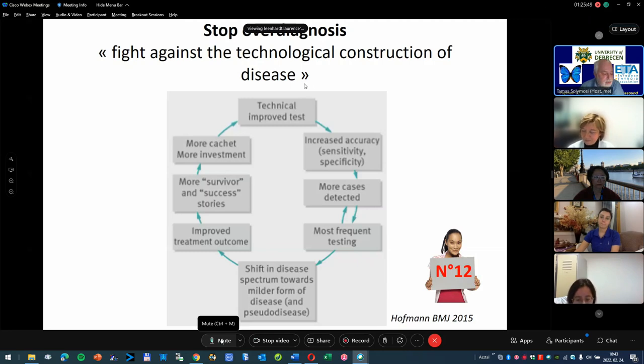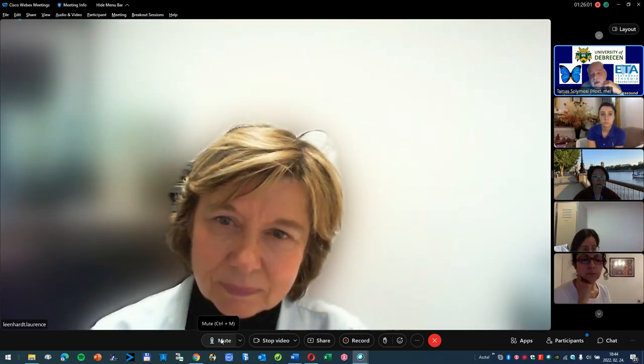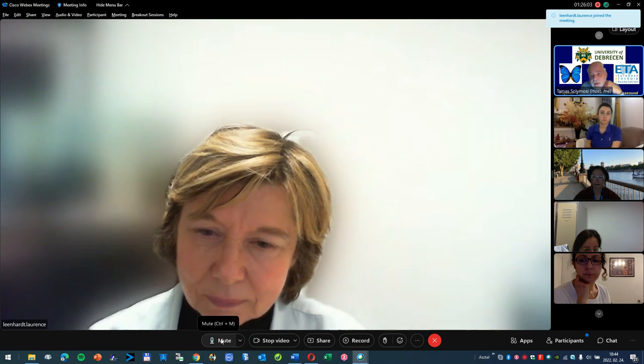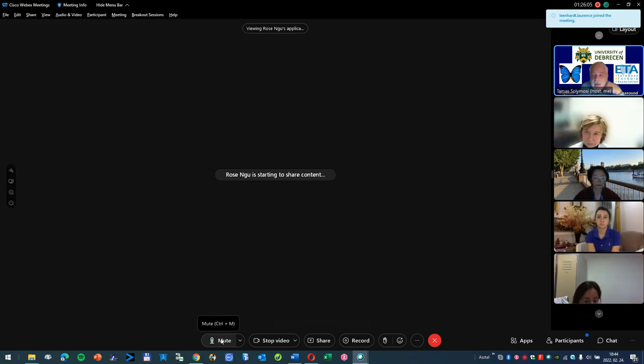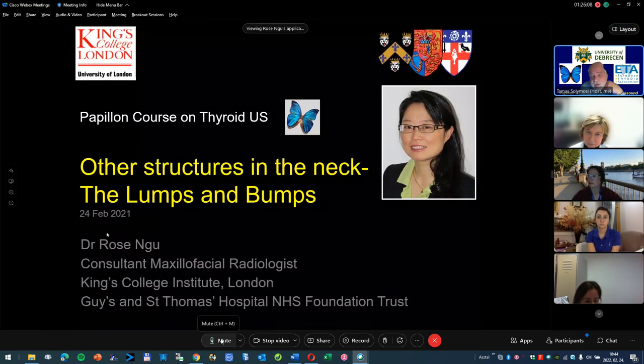And we turn now to the second part of our current event. Rose Gu will discuss other structures in the neck. Other means not thyroid, not parathyroid, and not lymph node. Naturally, the lymph node cannot be excluded from this presentation, at least from a differential diagnostic aspect, I think.